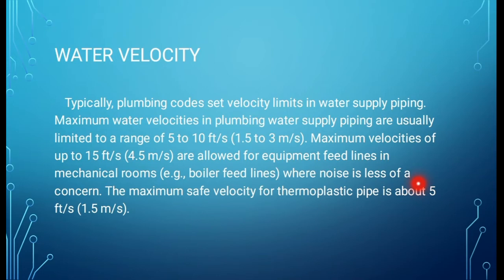Typically, plumbing codes set velocity limits in water supply piping. Maximum water velocities in plumbing water supply piping are usually limited to a range of 5 to 10 feet per second, 1.5 to 3 meters per second.